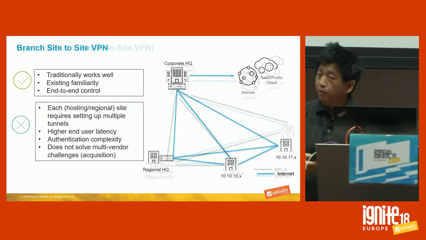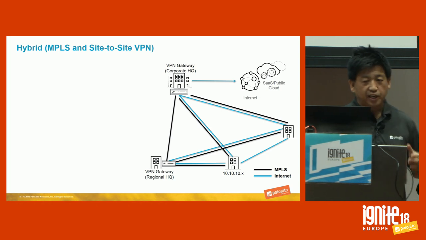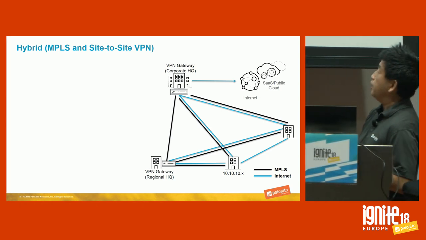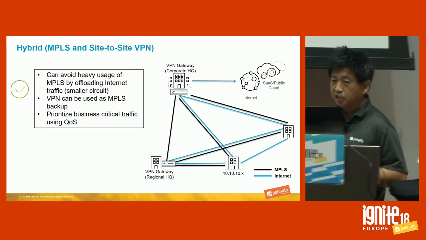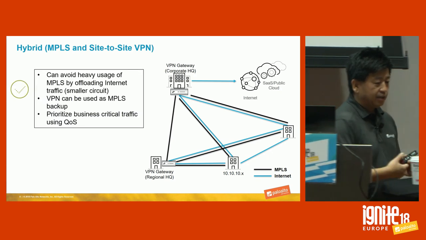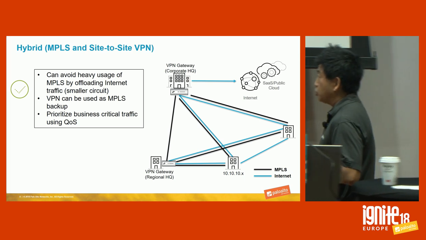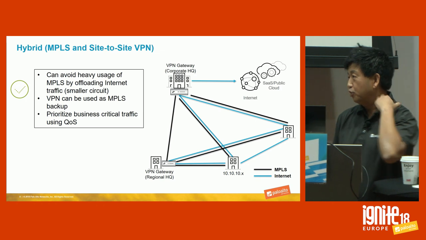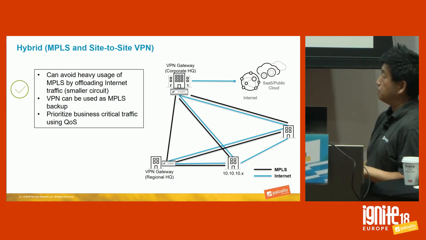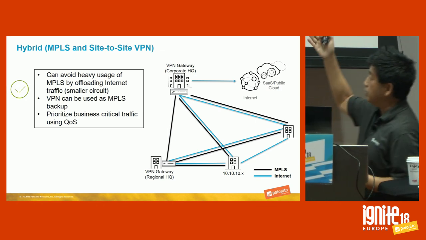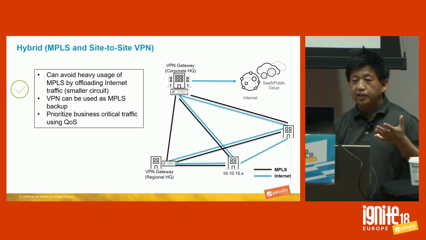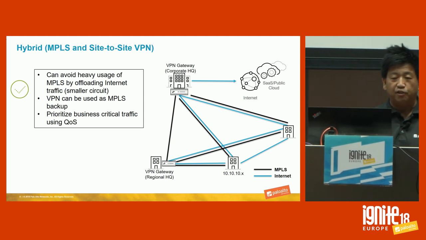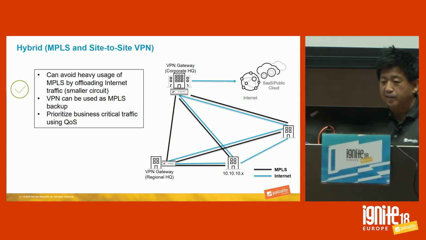So the next way that people have been approaching this is to say, you know what, I'm going to use MPLS, but I'm going to overlay that with my IPsec infrastructure. And this is sort of the best of both worlds and the worst of both worlds. It does take advantage of having the ability to use both the reliability of MPLS with the IPsec tunnels, and it can be used to prioritize to make sure that you use the right path for the right connections.